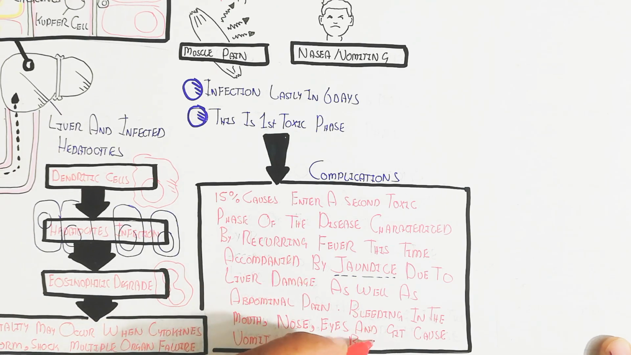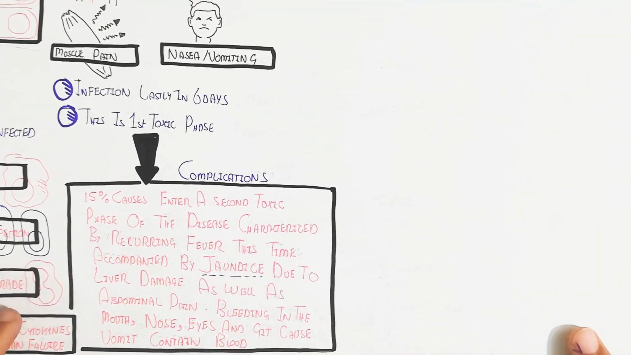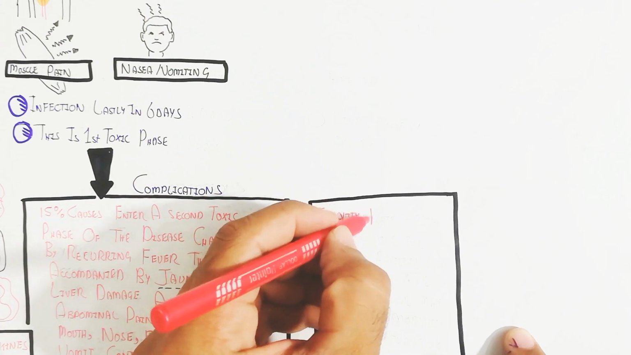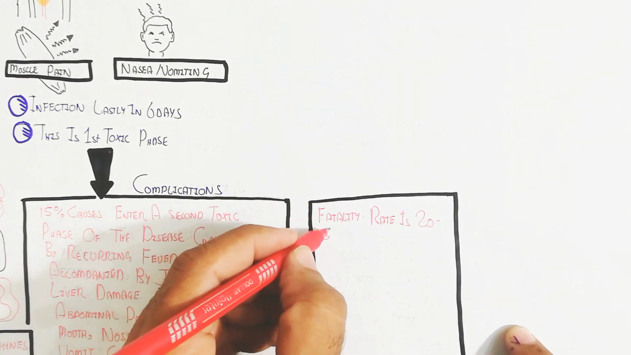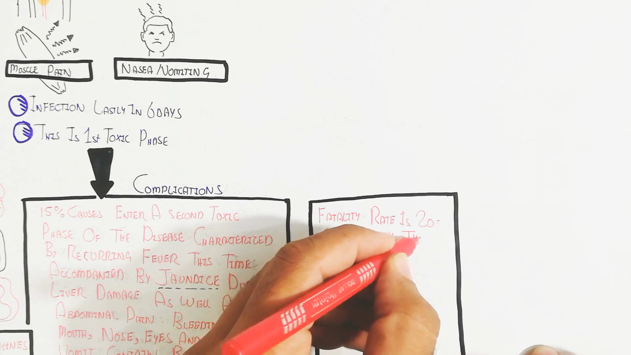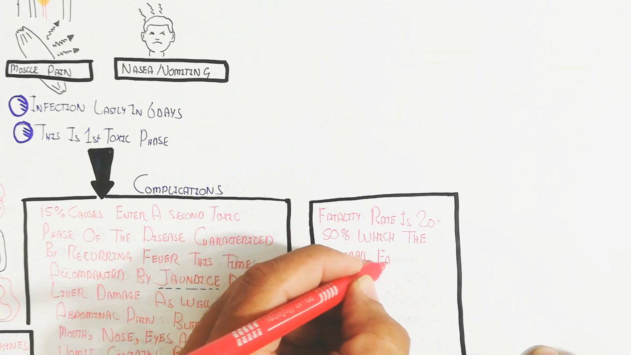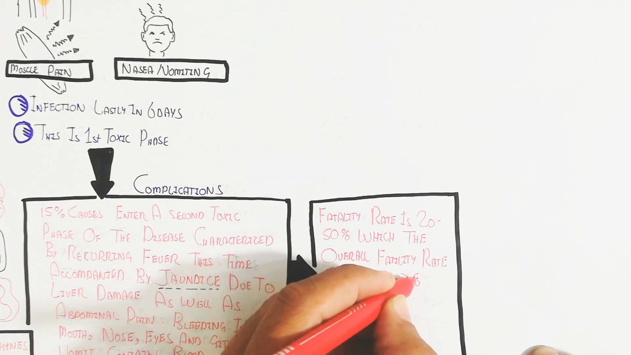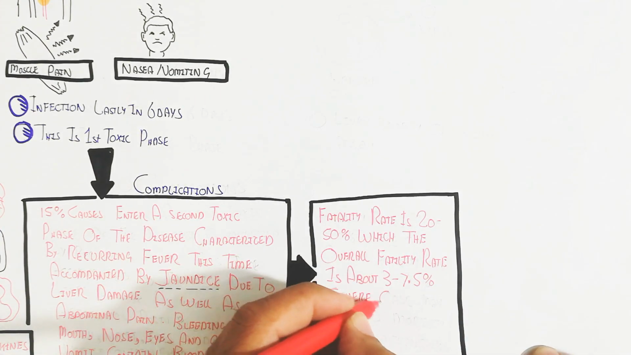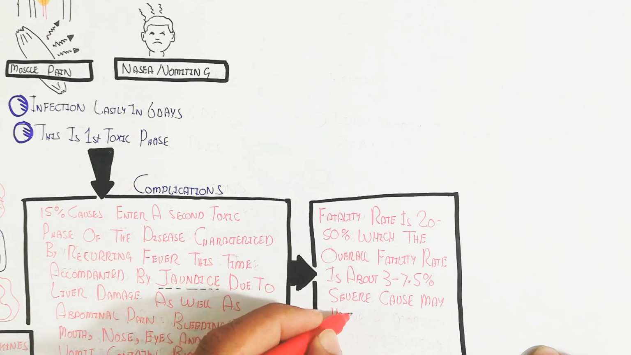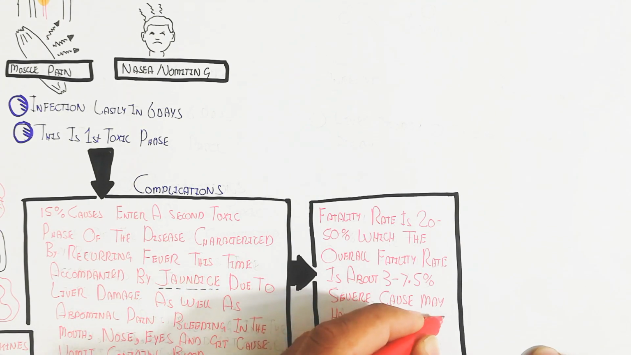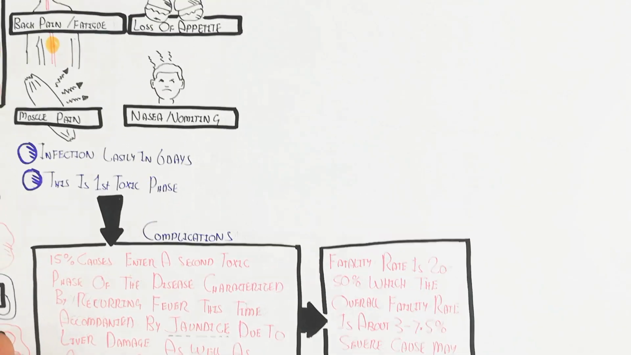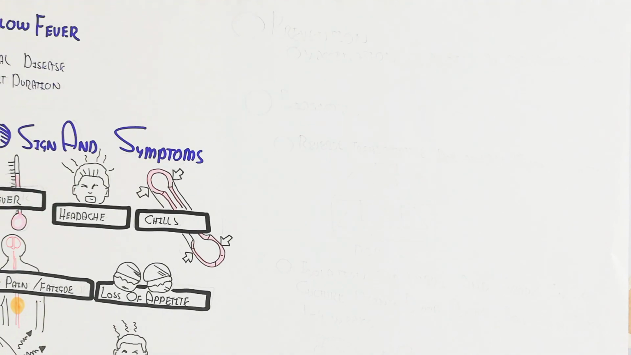Bleeding in the mouth, nose, eyes, and gastrointestinal tract causes vomit containing blood, so the bleeding is identified through the vomiting. The fatality rate is 20 to 50% in severe cases, while the overall fatality rate is about 3 to 7.5%. Severe cases may have a mortality greater than 50%.